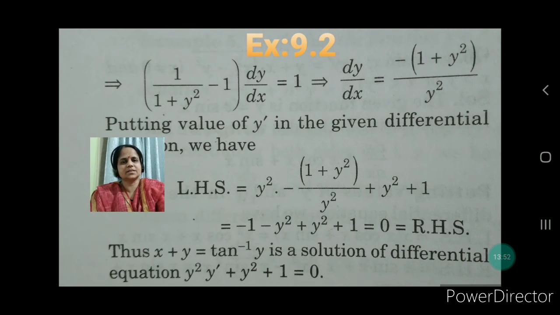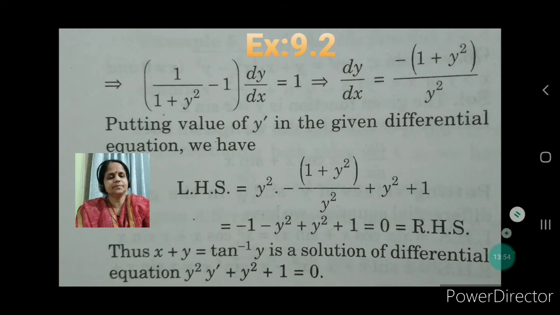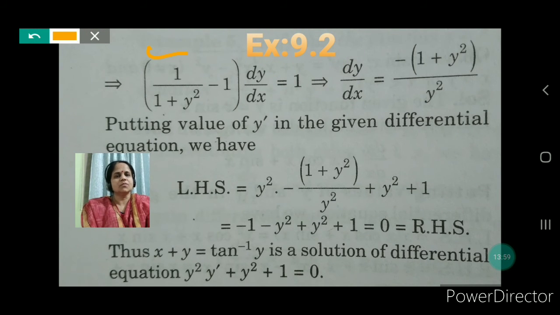And in the next step you will get dy upon dx take common, so it is 1 upon 1 plus y square minus 1 into dy upon dx is equal to 1. So dy upon dx would be minus, take common here, 1 plus y square upon y square.